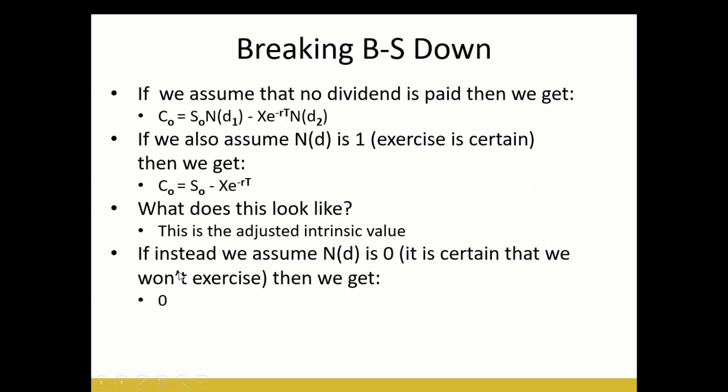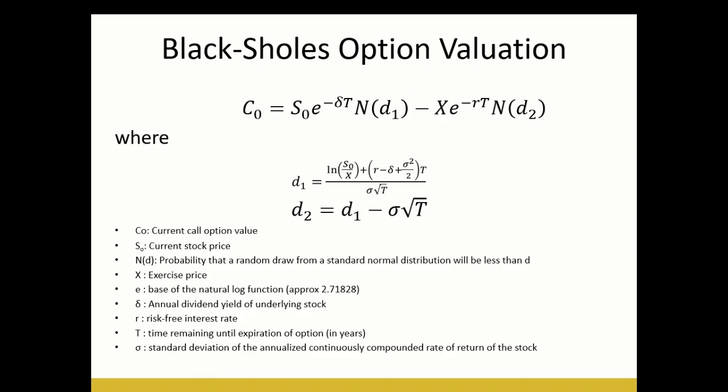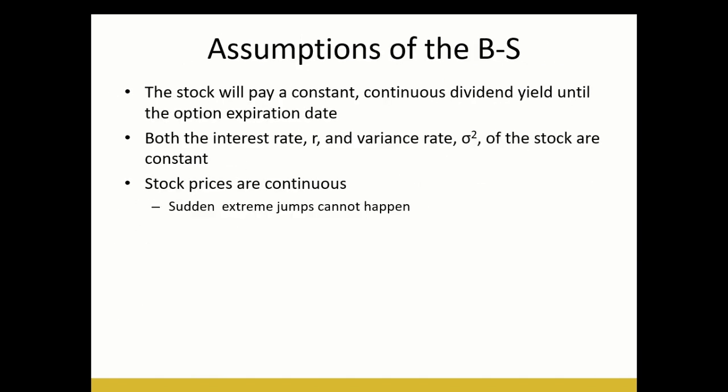It looks very similar, right? Okay, and if instead we assume the N(d1) is 0, which means it is certain that we will not exercise the option, then the call option's value is 0. So actually, if we break the Black-Scholes model down, we can simplify it. It's the same format as the one we just did in class for the determinants.